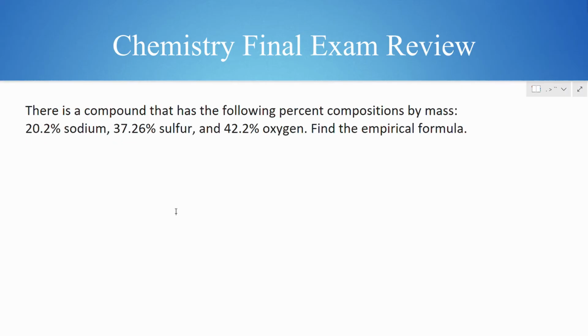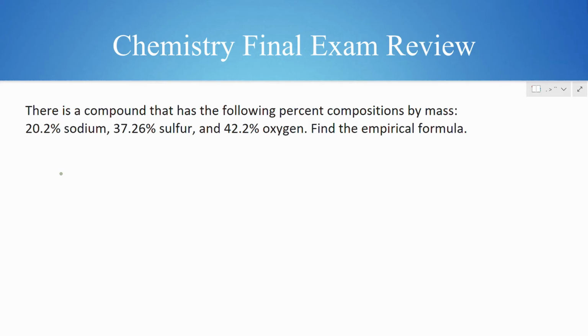There is a compound that has the following percent compositions by mass: 20.2% sodium, 37.26% sulfur, and 42.2% oxygen. Find the empirical formula. Now we know that the empirical formula is simply the compound written out with the simplest form of the subscripts, so the smallest numbers of subscripts that we can have that still give the correct ratio of those elements. Now to do this, we're going to start writing out what kind of elements we have.